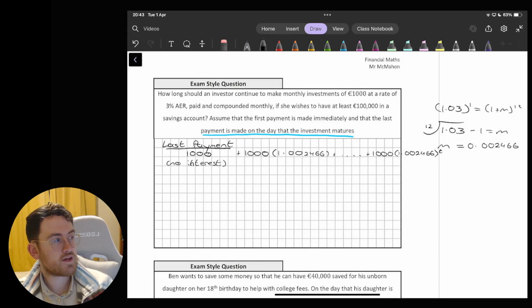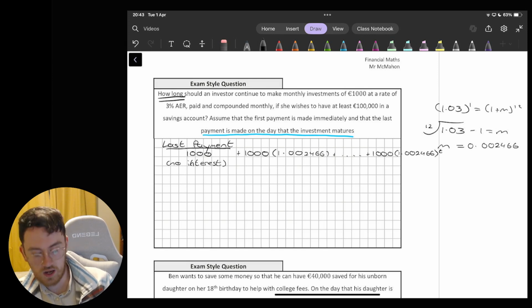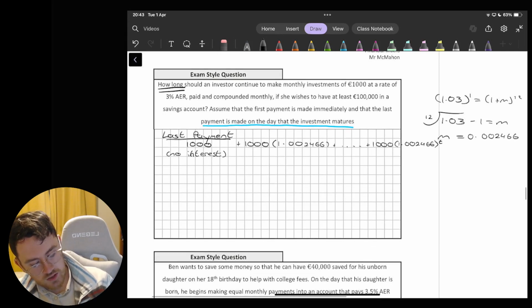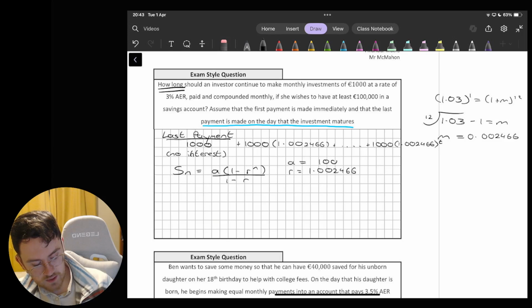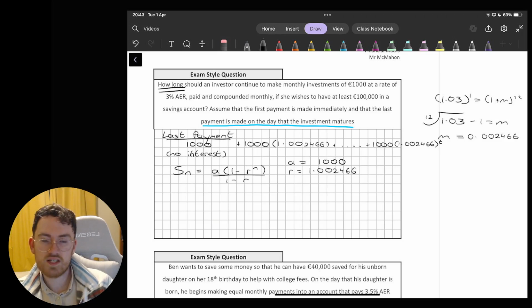We don't know how many payments are required to be made here. That's the question. How long? Okay, so an interesting question for us to consider here. So let's have a look. We're setting up basically a sequence here, or a geometric series, where we know what the common ratio is of 1.002466 because of the order that I have written the sequence in here, starting with the most recent payment.